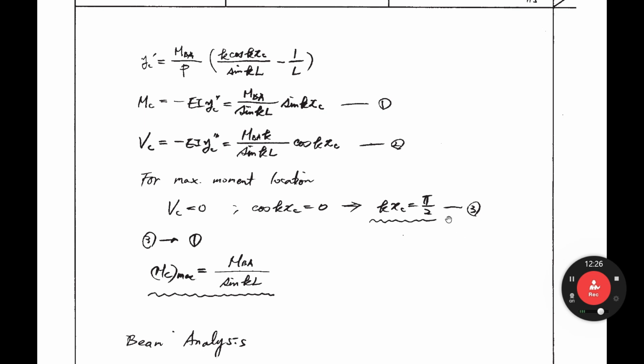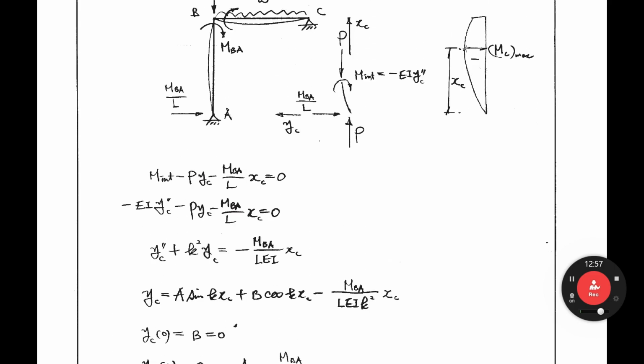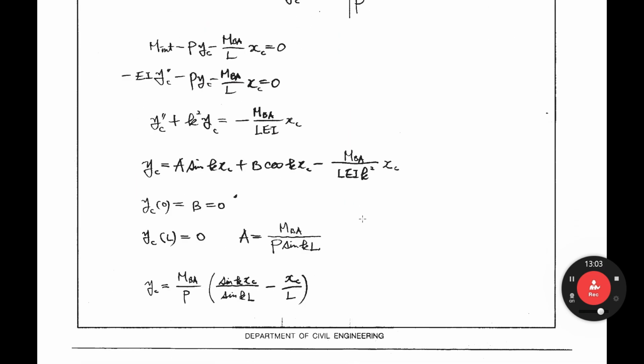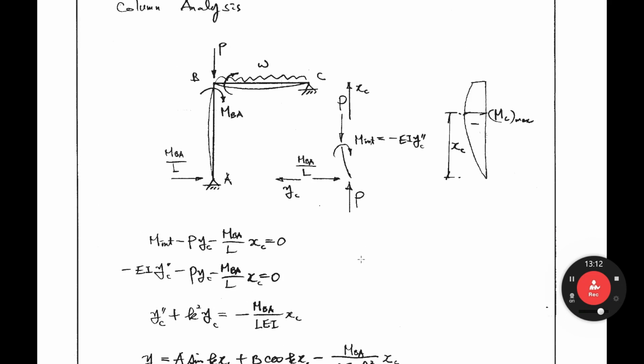If you input this into here, what happens? kxc is pi over 2, sine pi over 2, what is that? 1. So MC maximum equals MBA divided by sine KL. Okay, that is MC maximum. We obtain it through second order analysis, geometric nonlinear analysis. So you get MC maximum.